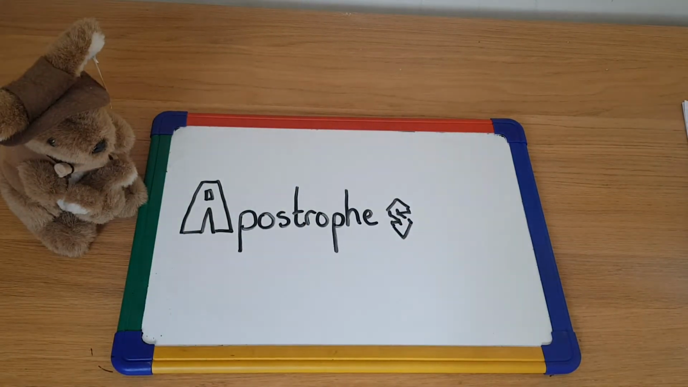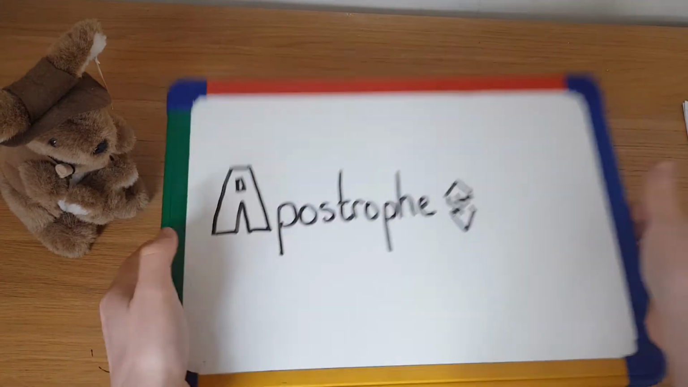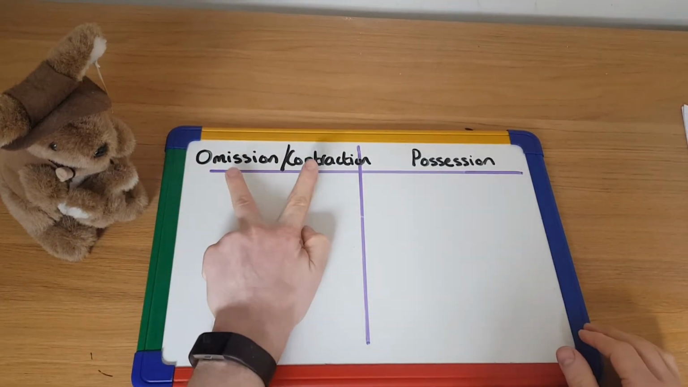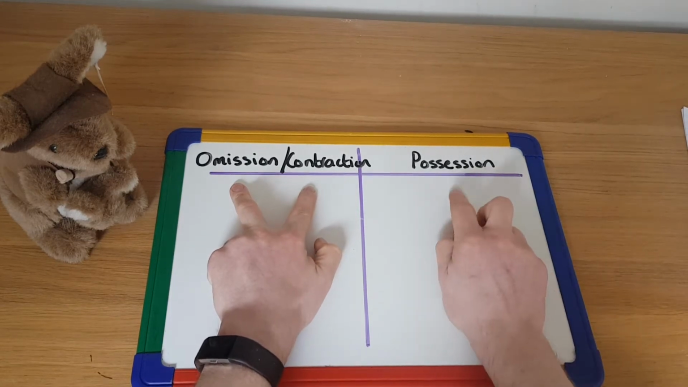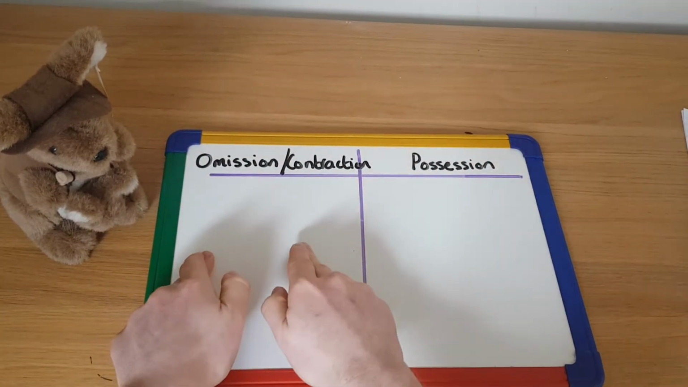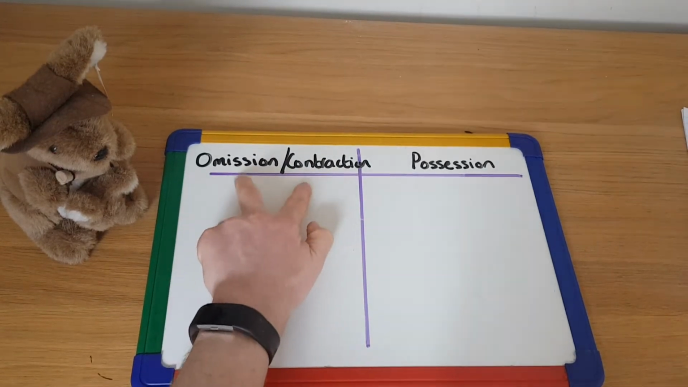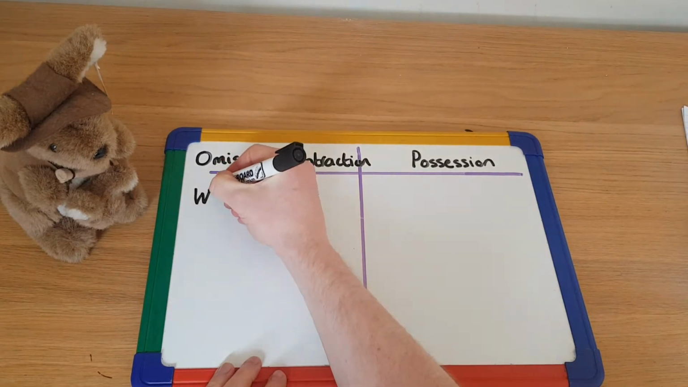Right, so we're looking at apostrophes at the moment. There are two main reasons why we use apostrophes, and they are omission and contraction. You can hear them used interchangeably. Some people say omission, some say contraction, and possession. This side's probably the easiest side to start with. I'm just going to say omission from now on. You use whichever side you want. So this is nice and easy. This is when we use an apostrophe in words.